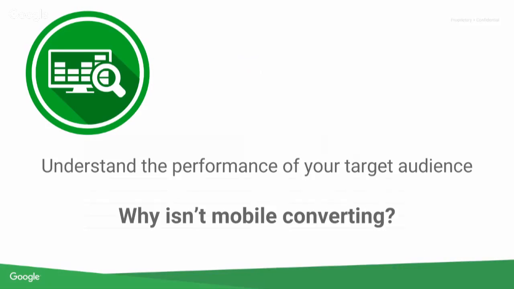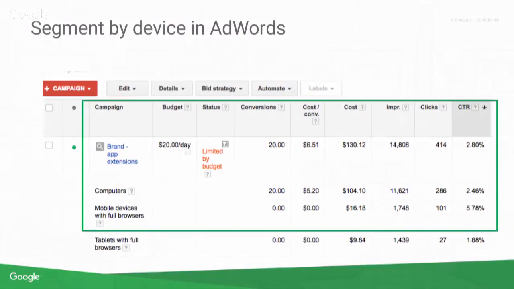Okay. Now for the question we've all been waiting for. Why isn't mobile converting? We hear this all the time, and let's dive in. Let's answer these questions again and figure out why mobile isn't converting. Okay, we're going to go through these, but before we do that, you can find some great metrics right in your AdWords account. What you can do here is just look at the campaign. You can segment by device in your AdWords account. So you can segment by computers, mobile, and tablets. And we can see here, clearly all the conversions are coming from computers.